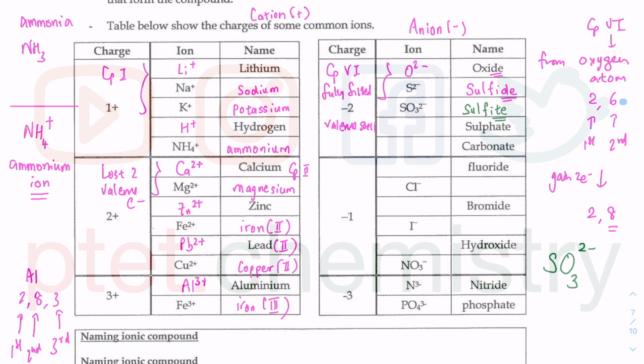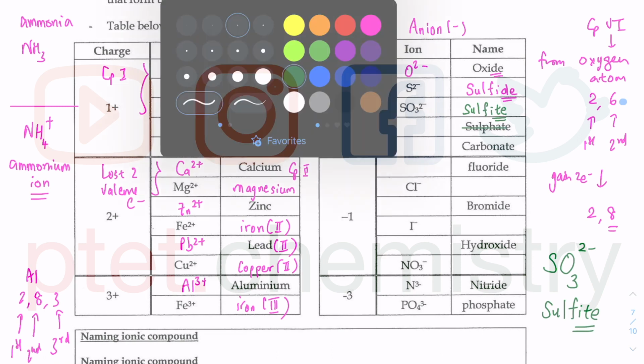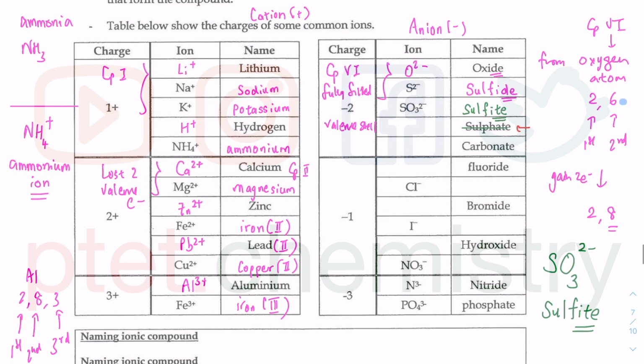S-U-L-F-I-T-E. Make sure you take note of the spelling. Sulfide, sulfite. Okay, so they sound very similar, but they are not the same. There's a change in the spelling here, so it's no longer with the PH. Instead, you should spell it as S-U-L-F-A-T-E. So this is SO4, 2 minus.